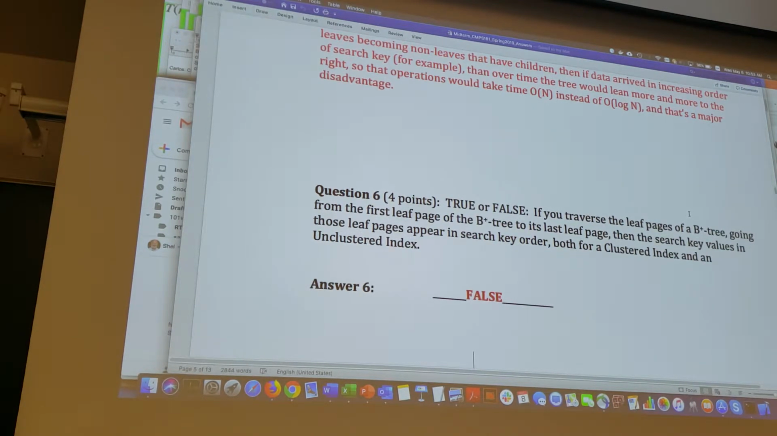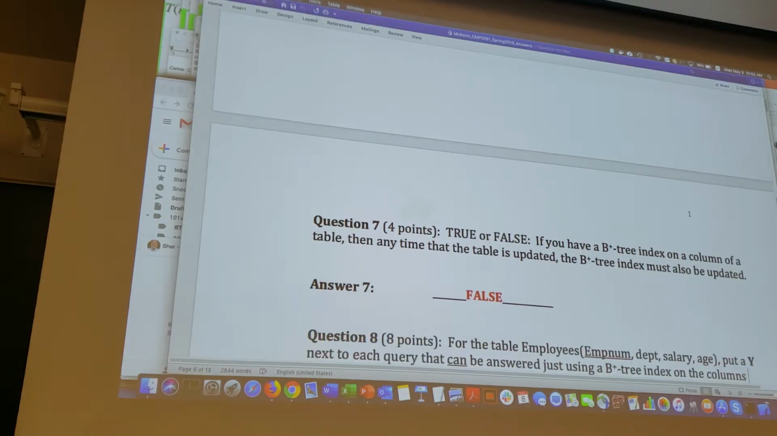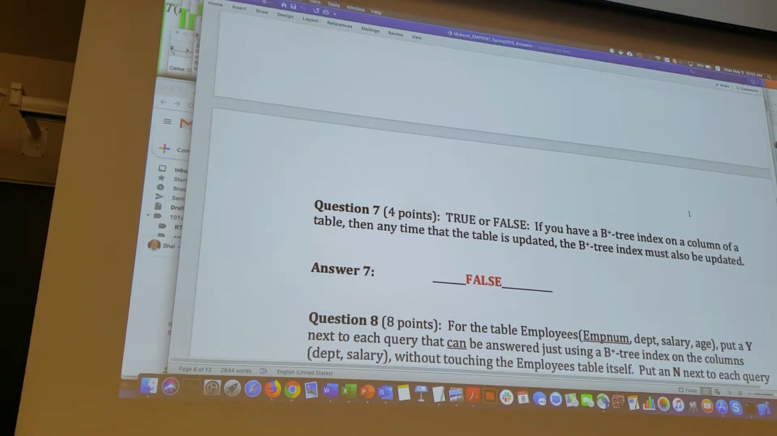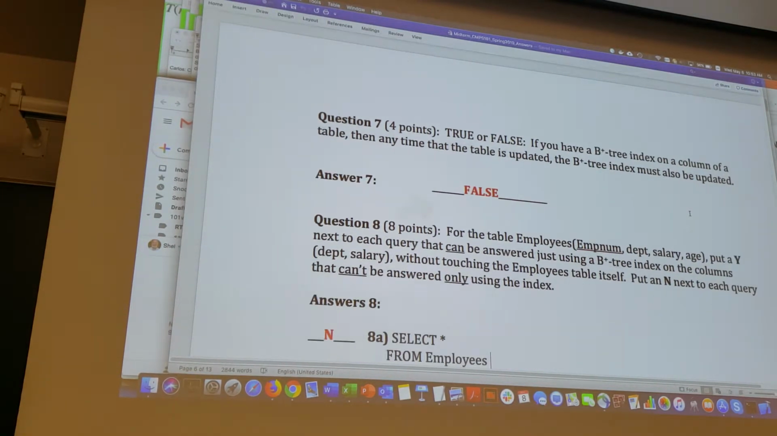If you traverse the leaves of a B tree, it doesn't matter whether it's clustered or non-clustered. The values that you have in the leaves of the tree are in search key order, whether it's a clustered or a non-clustered tree. That's the whole point, that you can traverse in search key order. Another true false: if you have a B tree index, then anytime the table is updated, the B tree index must be updated. That's also false, because it's only the columns that are in the B tree index. Only when those are changed do you have to update the index.